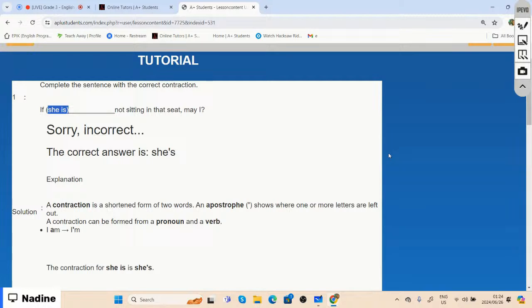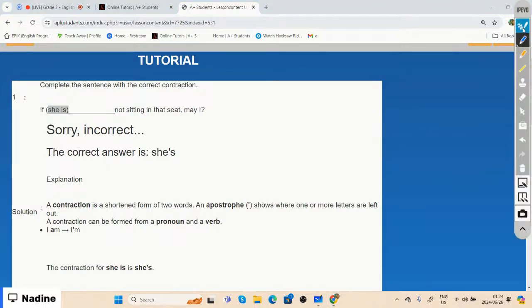All right, so I'm going to continue. So remember we said a contraction is a shortened form of two words, right? And an apostrophe should be added, and it shows where one or more letters are left out. And I said that if you remove one letter, or let's say more than one letter, it doesn't mean that you need to put more than one apostrophe. You only add one apostrophe, right?